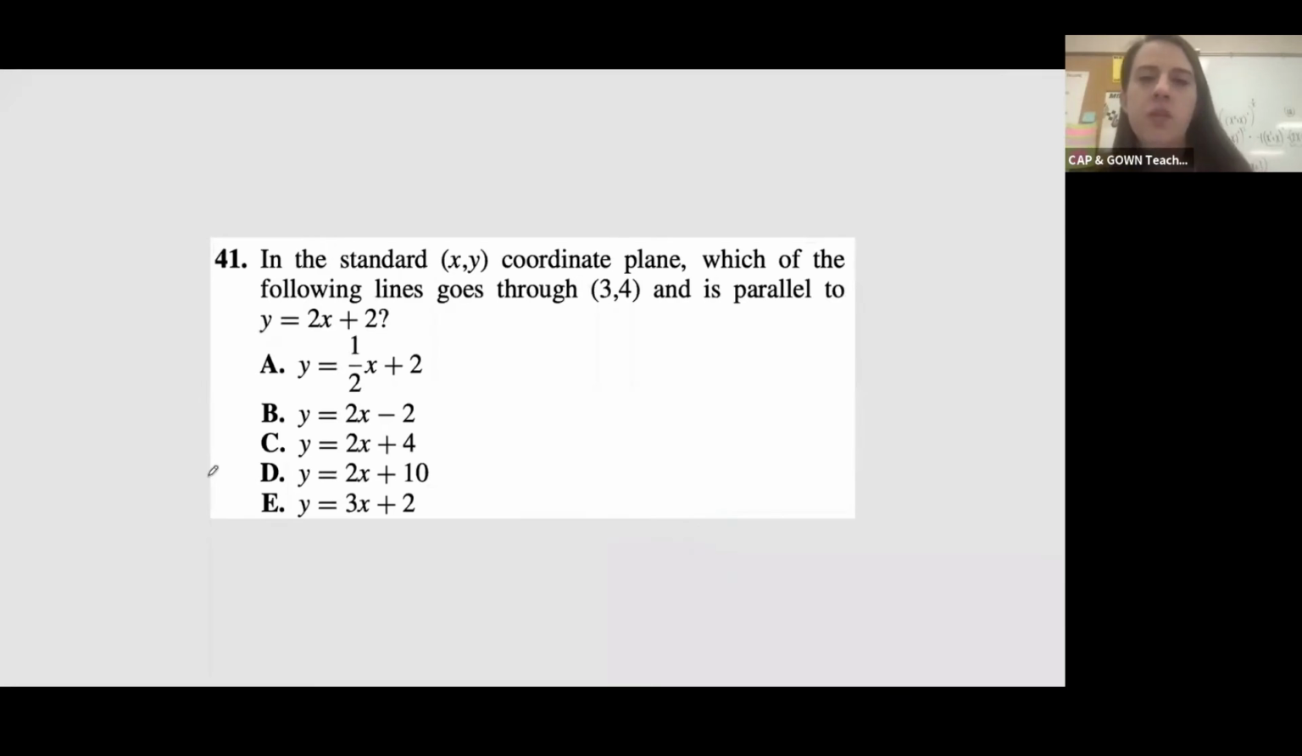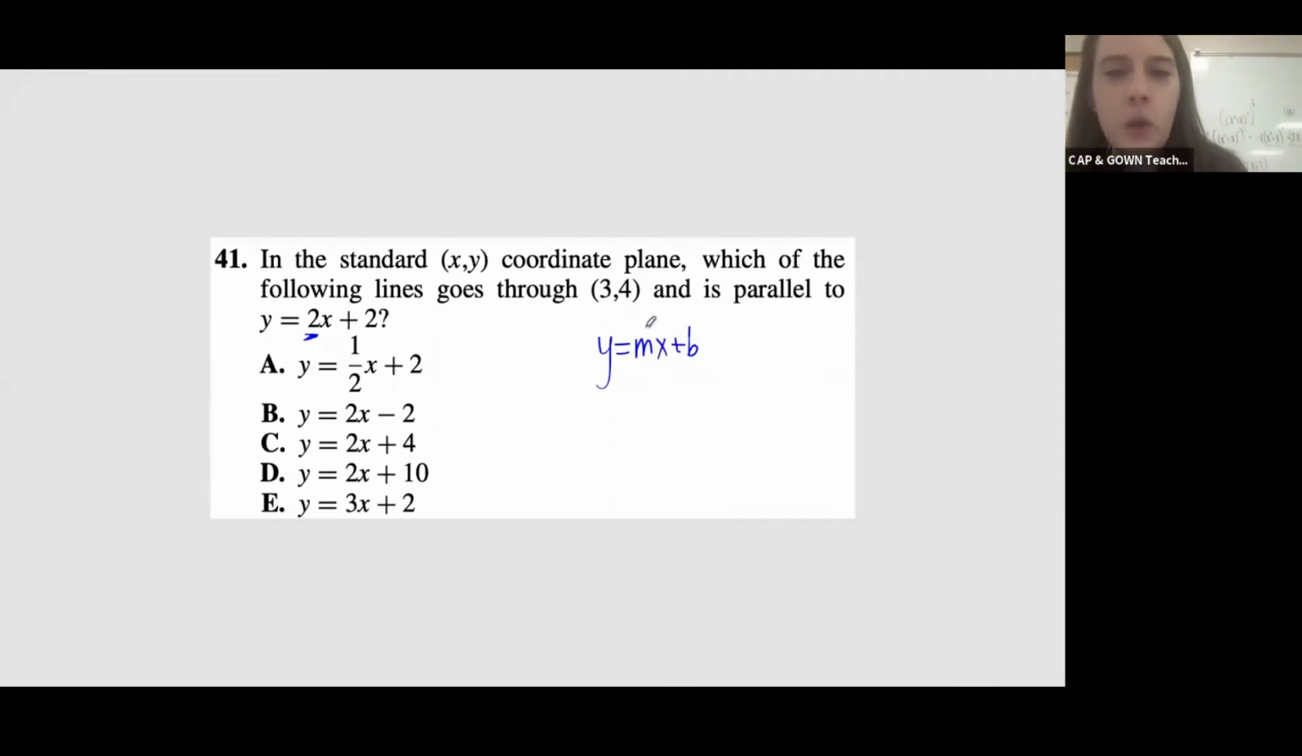In the standard XY coordinate plane, which of the following lines goes through (3, 4) and is parallel to y equals 2x plus 2? Remember, parallel means that they have the same slope. So I know my slope is going to be 2. So I'm going to start fresh from y equals mx plus b and plug in what I know about my new line that I'm going to find.